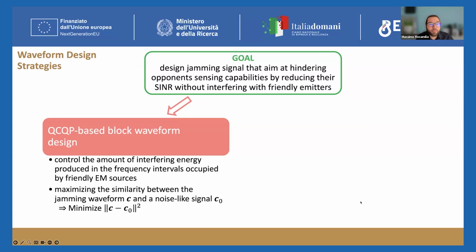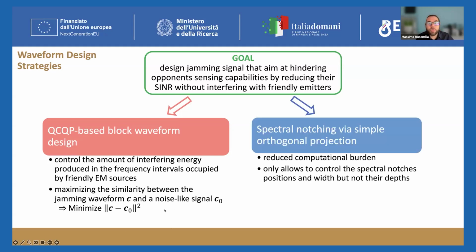In this context, this approach will try to maximize the similarity between the jamming waveform and a noise-like signal C0. This is also tantamount to minimizing their Euclidean distance. Another approach to consider is based on simple orthogonal projection. It is characterized by reduced computational burden, but at the expense of only being able to control the spectral notches' positions and width, but not their depths. So there is this trade-off between control and computational efficiency.